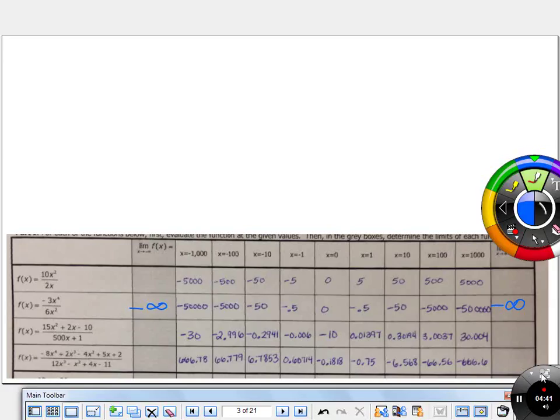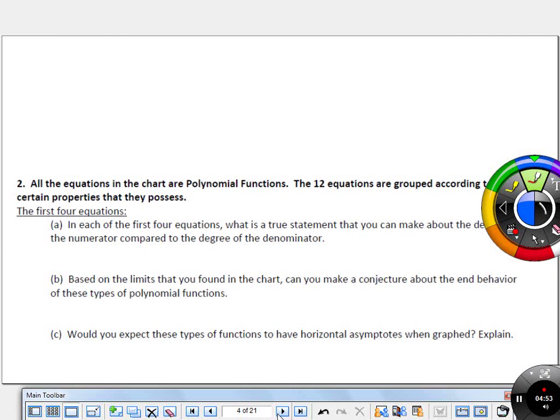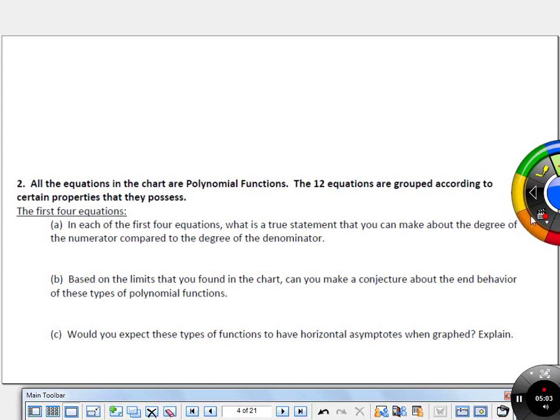Yeah, Nicole. Okay, they were either positive or negative infinity. And sometimes it was the same at both ends, and sometimes it was different, right? So when we look at the questions we're asked about those first 4 equations, in each of the first 4 equations, what is a true statement that you can make about the degree of the numerator compared to the degree of the denominator.